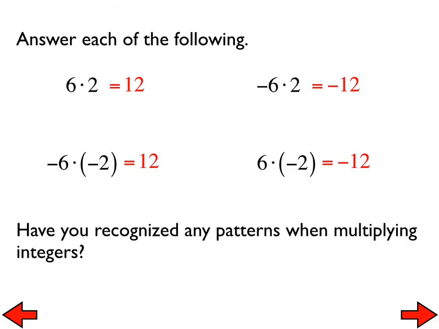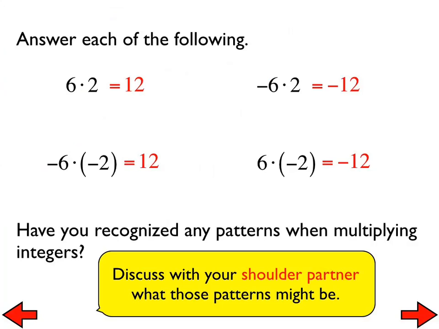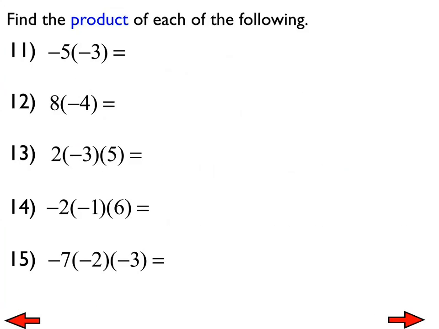All right. Have you recognized any patterns? How many of you now think you have the pattern down? If you have it, you can do all of these multiplication problems in just a few seconds. Okay? All right, let's continue on. Quickly do number 11 and 12. Number 11 should be what, Angel? Positive 15, good. Number 12 should be what, Josh? Negative 32. Okay.